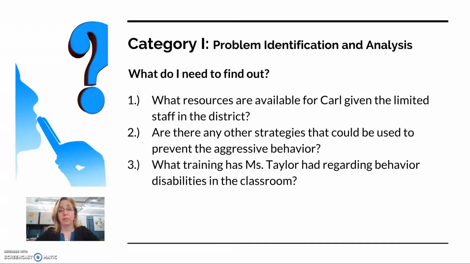So there's a few things I need to find out. The resources in this district seem to be limited because it's a rural district. They've sort of pooled their resources. So I don't know what's available for Carl as far as an intervention or resources. Is there anyone that can work with him when he gets pulled out? Are there any other strategies besides just a pullout that could be used for his aggressive behavior?